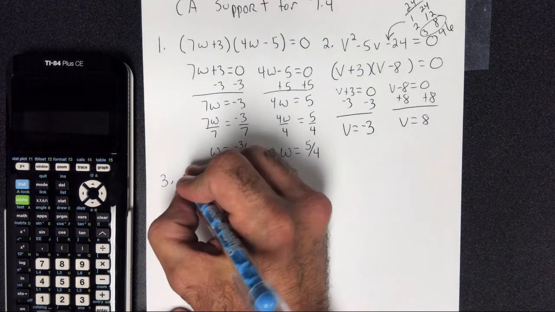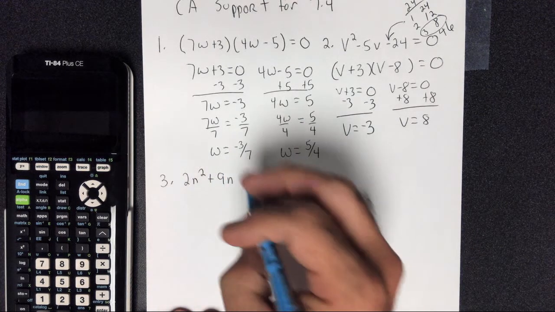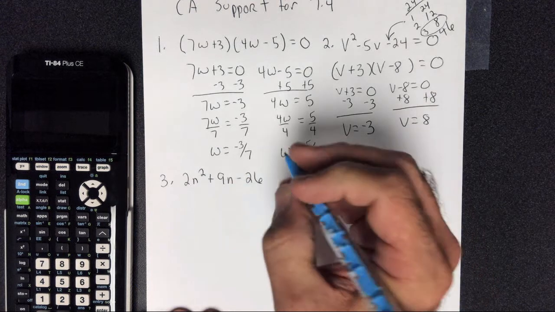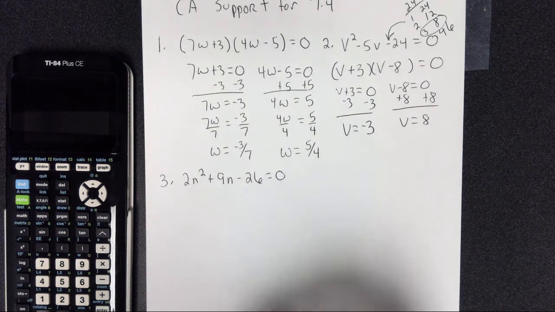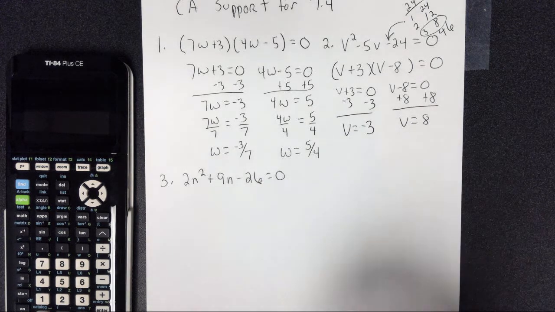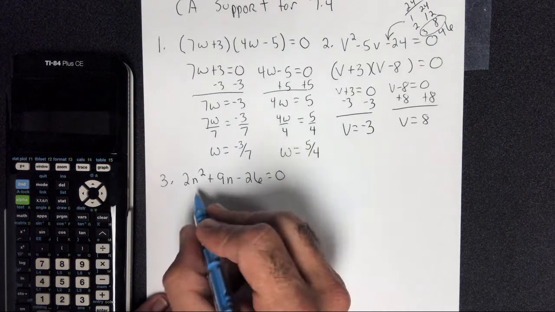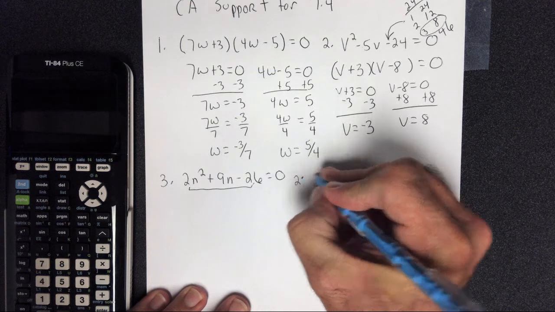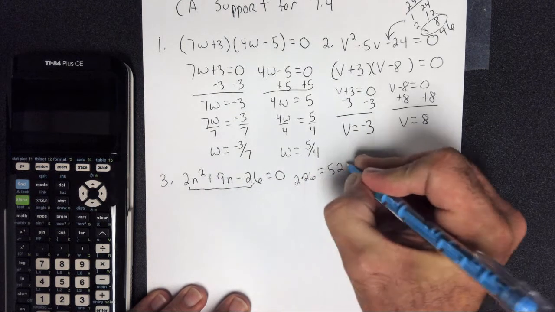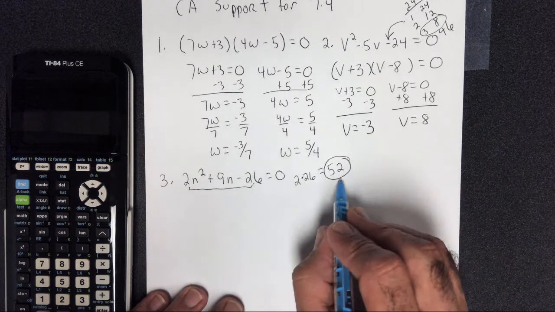Alright, the next one has 2n squared plus 9n minus 26 equals 0. So I'm going to factor this doing what I call the no fuss method. If y'all do the AC method or the factor by grouping method, you can do that still. So first thing you want to do is multiply that 2 times 26. So 2 times 26 equals 52. And I know it's negative, but I don't care about that negative. I just want that number, okay? So 52 is the number we got to find factors of.